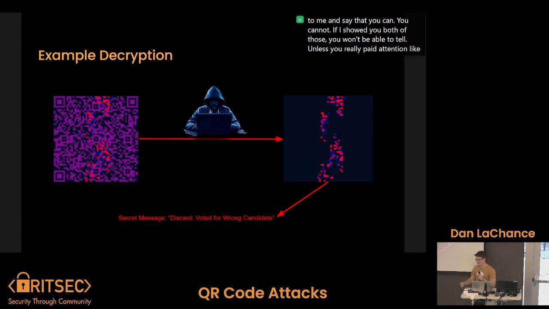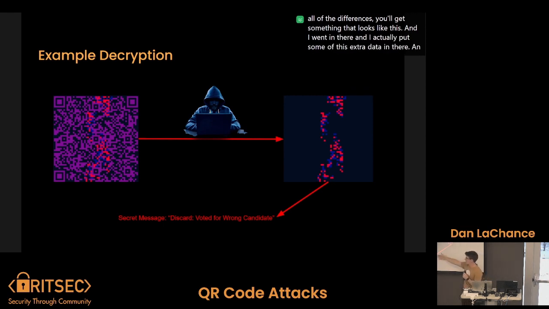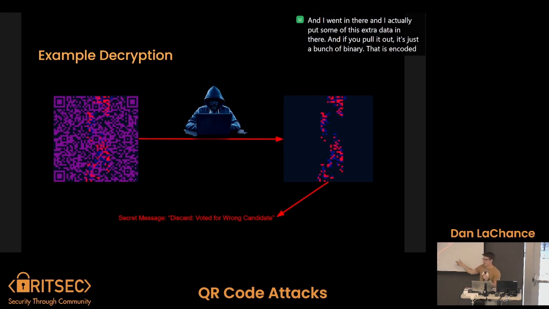like this. So if you superimpose both of them and highlight all of the differences, you'll get something that looks like this. And I went in there and I actually put some extra data in there. And if you pull it out, it's just a bunch of binary that is encoded with UTF-8. And you can just get the secret message, "discard, voted for wrong candidate." Again, I was in the voting lab, so I had to make everything voting related.